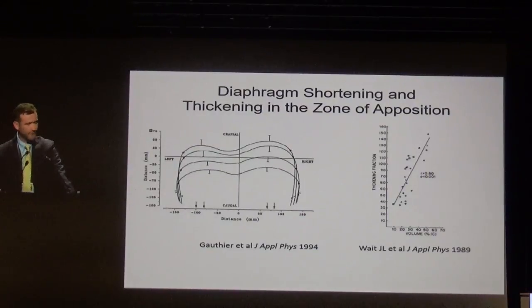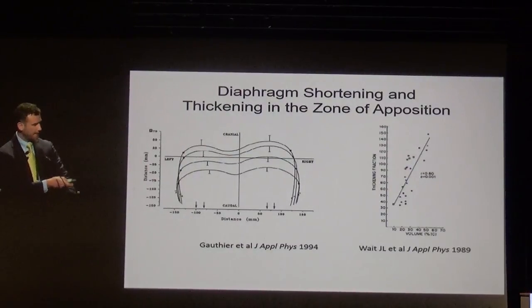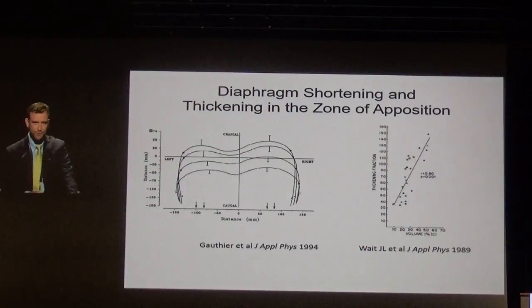As a consequence of that, we can visualize the motion of the diaphragm in two different ways. First of all, we can look at the motion upwards and downwards, or the excursion of the dome of the muscle. And secondly, as the muscle shortens in the zone of apposition, you can see here that during contraction it progressively shortens. As a consequence of that shortening, the muscle thickens, just like any muscle thickens when it contracts. And this thickening is directly related to the degree of shortening of the muscle.